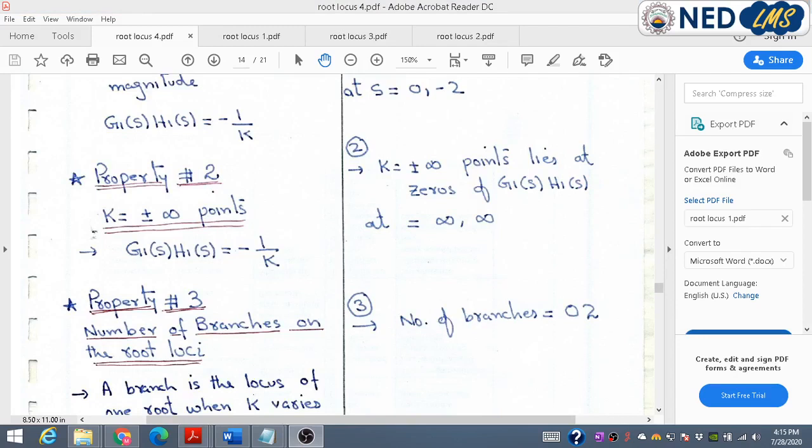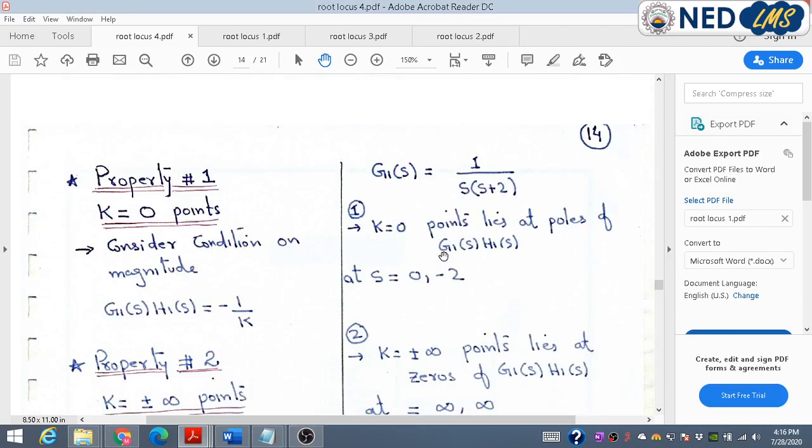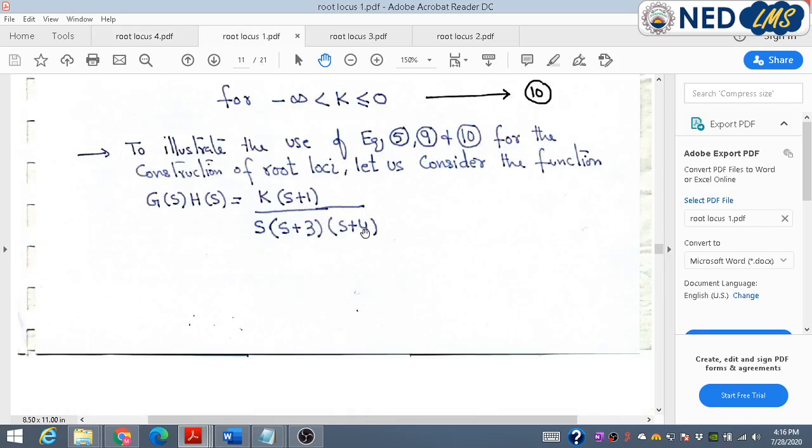Okay, now let's move to the second property, which is K equal to plus minus infinity points. Again, consider the condition on magnitude. In this condition, if we place K equal to plus infinity or minus infinity, the left hand side would become 0. So we have to find out at what value of S the left hand side would become 0. Unfortunately, in this example we have no finite zero, therefore we have to consider another example in order to understand K equal to plus minus infinity points.